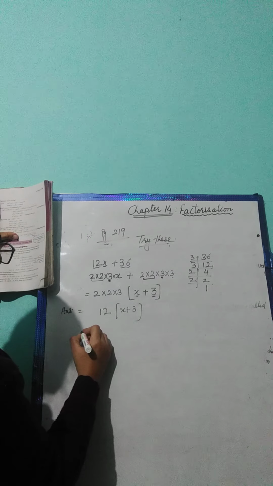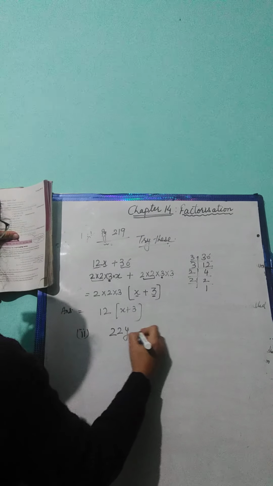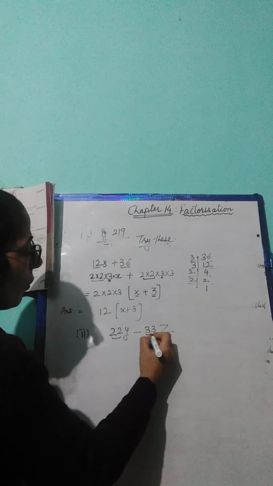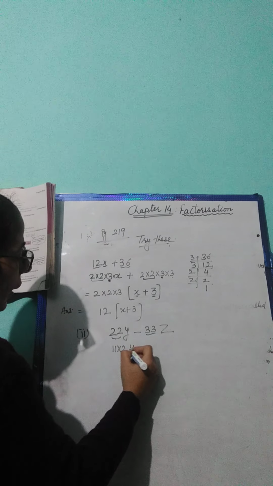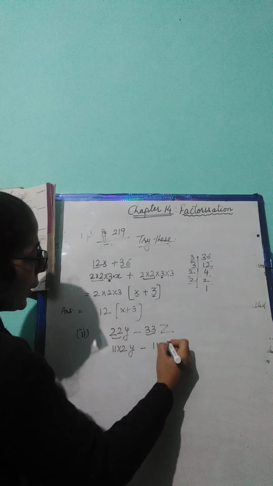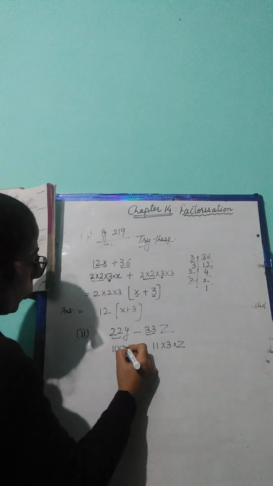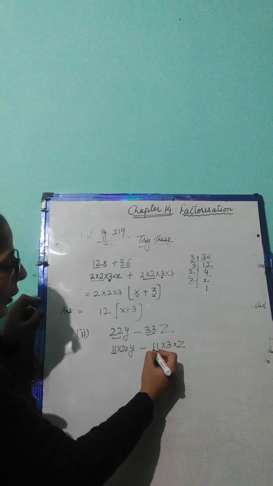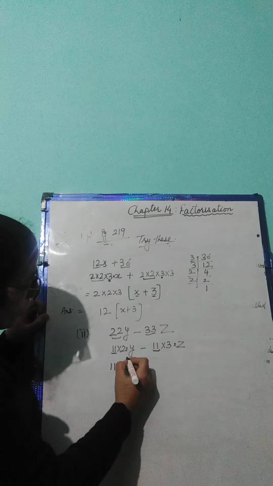Next is 22y minus 33z. These are coming in the table of 11, I am writing directly 11 2s are 22, y minus 11 3s are 33, z. We can put multiply sign in between or we can leave also. Now see here. So what is common here? 11. Only 11. Sometimes only number can come out. So 11 is coming out.